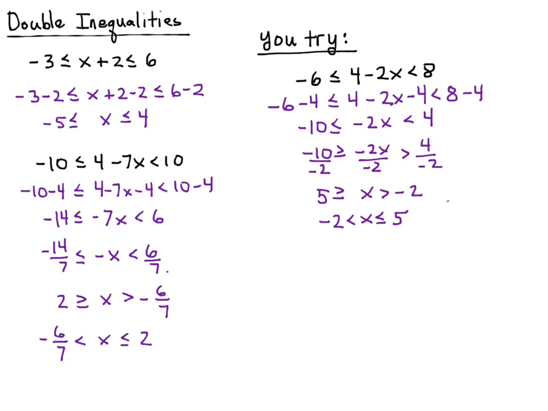The thing that is important, though, is that it all makes sense, that we have -2 is less than x, which is less than 5. So what it's suggesting is that -2 is less than 5, which is true.